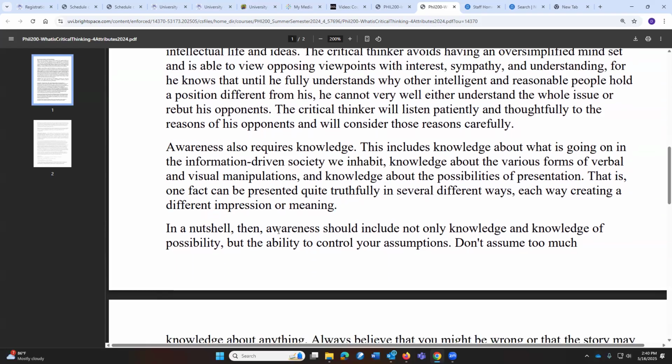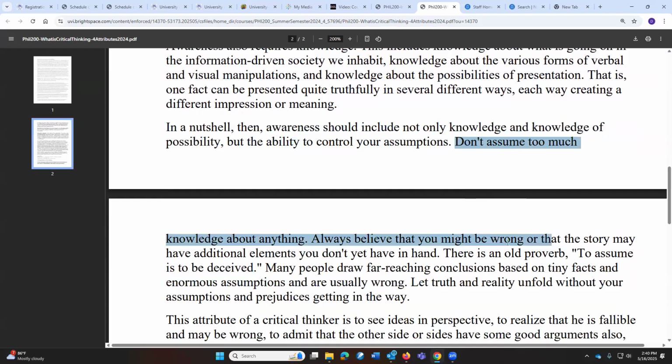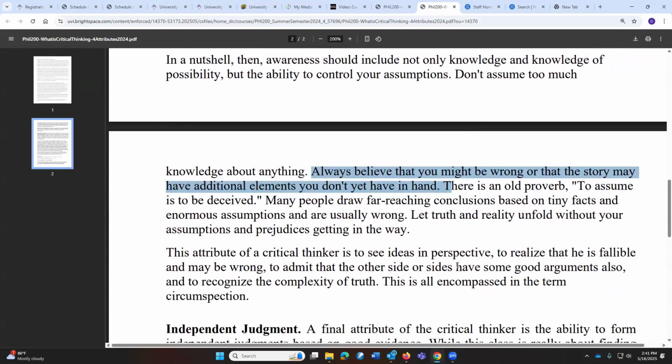In a nutshell, awareness should include not only knowledge and knowledge of possibility, but the ability to control your assumptions. Don't assume too much knowledge about anything. Socrates always used to say, I don't know anything. He never claimed he knew anything for sure. Yet he was very wise because of that. Because he always said, I might be wrong. Always believe that you might be wrong, or the story may have additional elements that you haven't yet uncovered.